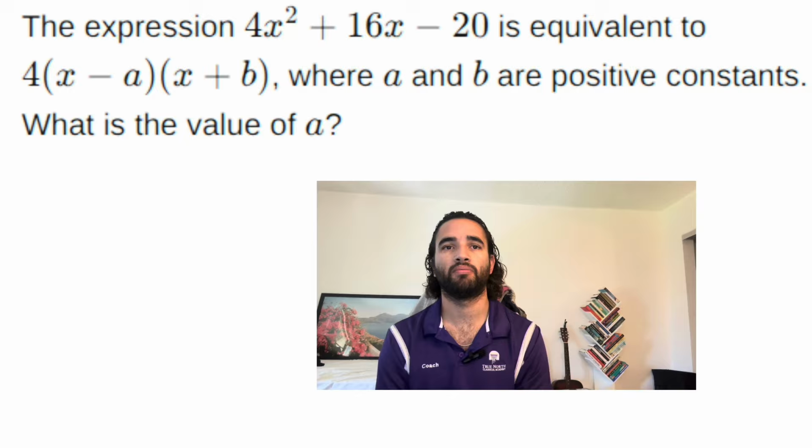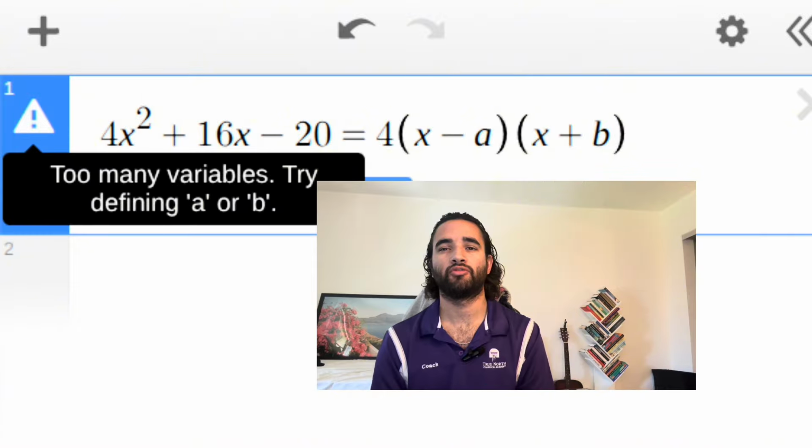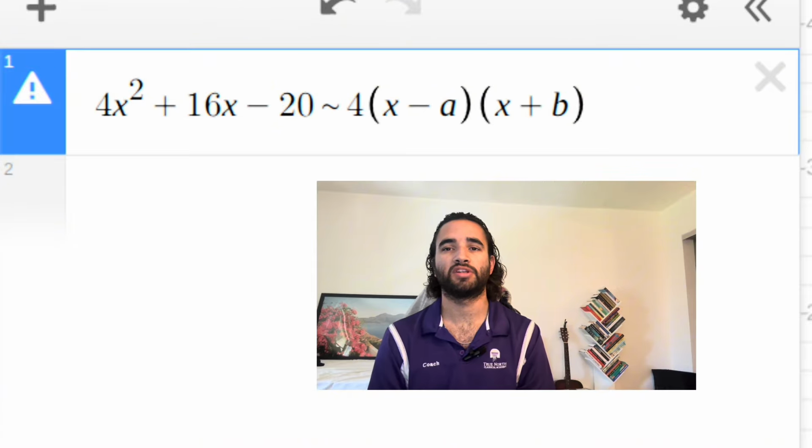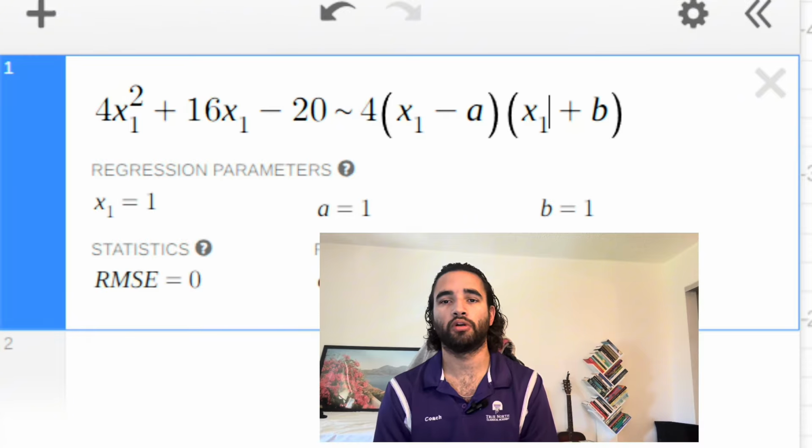So if you ever have a problem like this, simply set the equations equal to each other since the problem tells us they are equivalent. You might get an error to start off with, but that's fine. Let's simply change the equal sign again to a tilde, change all of our x values to x1s, and right now we're getting a value of a and b if x1 was 1.